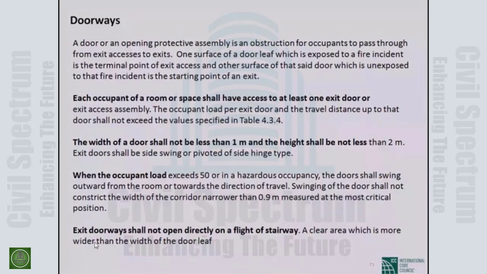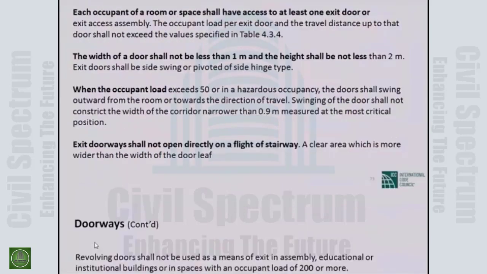So depending on the type of population, it is different. And if the number of people is more than 50, the opening direction of the door must be in the direction of flow. And the door has other different parameters to consider.